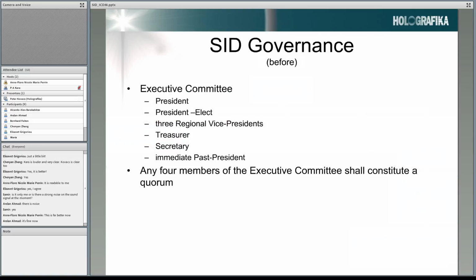Before that, so even today, the governance structure is like there is an executive committee with the president, president-elect, 3 regional vice presidents, treasurer, secretary, and the past president, and any 4 members of this executive committee constitute a quorum. This is important because you will see later on that they have to approve the standard that I'm talking about.